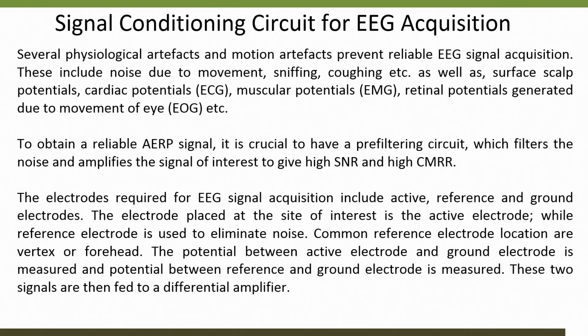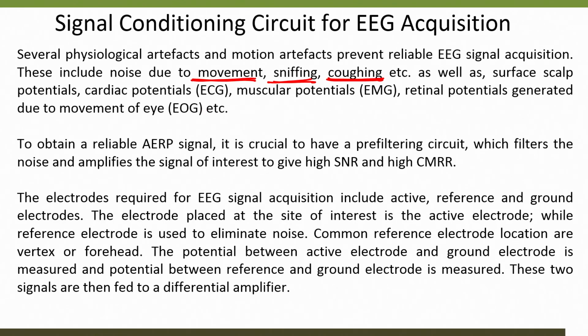Now, if I talk about the signal conditioning circuit for EEG acquisition, first thing you have to understand is that the EEG signals are of microvolts, and that is why the signal conditioning circuit should be extremely accurate. So, several physiological artifacts and motion artifacts prevent reliable EEG signal acquisition. This includes noise due to movement, sniffing, coughing, etc., as well as surface scalp potentials like cardiac potentials ECG, muscular potentials EMG, retinal potentials EOG, right, which is the movement of the eye that I was talking about earlier.